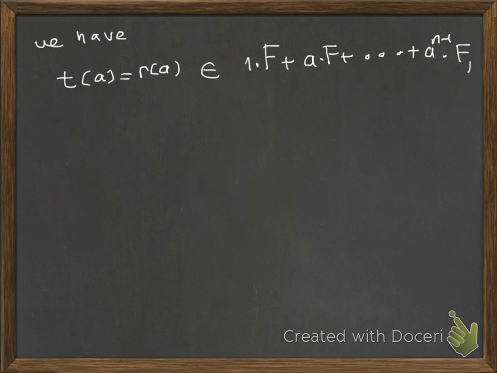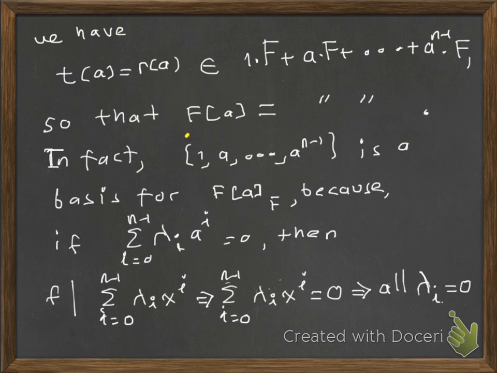And we have just shown that every element of F[a] is here. The converse is also clear because every element here can be realized as the value of a polynomial of degree at most n minus 1 over F, evaluated at a, right? So the equality should now be clear.